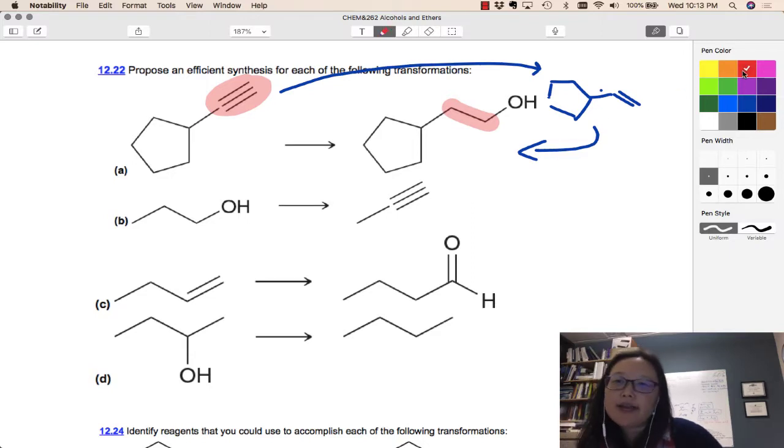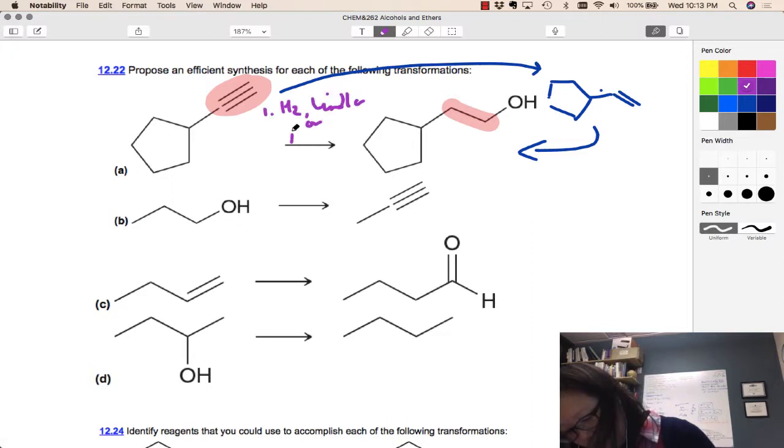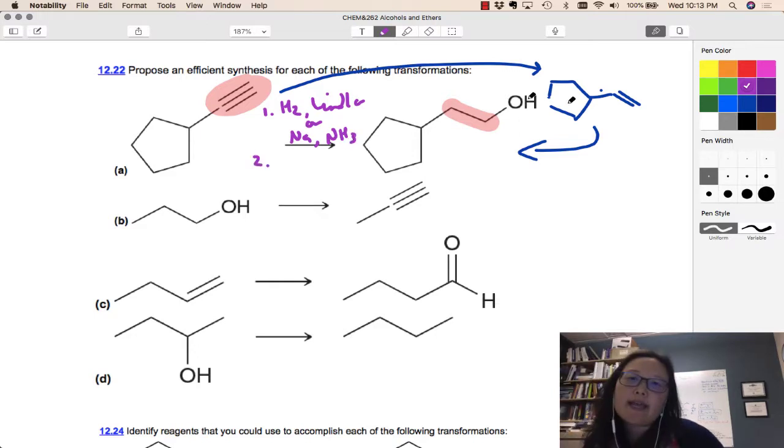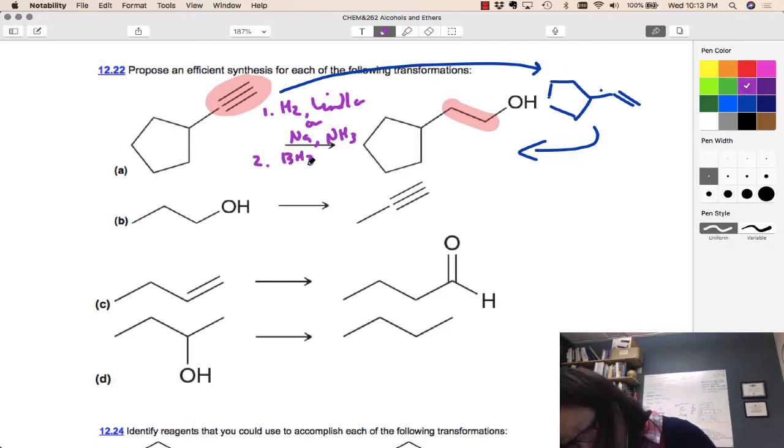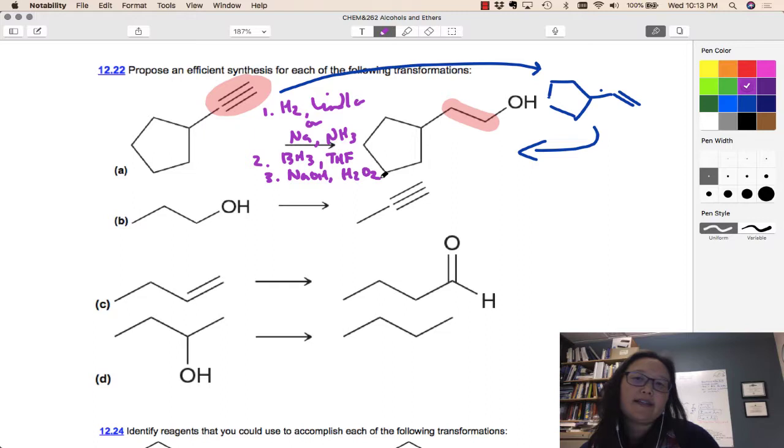Okay, so to do that, do you guys know what I need to do first right here? I need to reduce that. What do I need? Either H2 Lindlar or sodium metal in ammonia. And then once I get that alkene, it doesn't matter if it's cis or trans, there's no cis or trans here. Then I want anti-Markovnikov addition of water on an alkene, so BH3THF, hydroboration followed by oxidation to replace the BH2 group. Okay? All right, good.